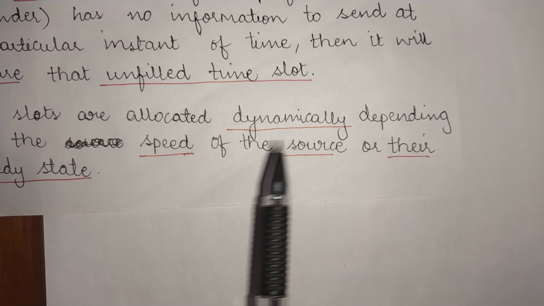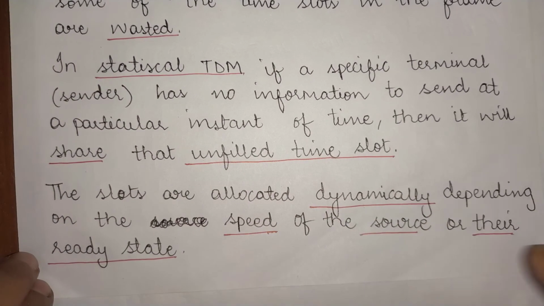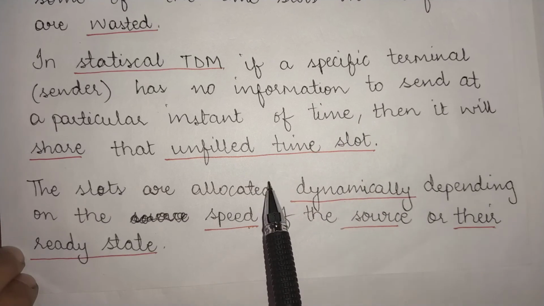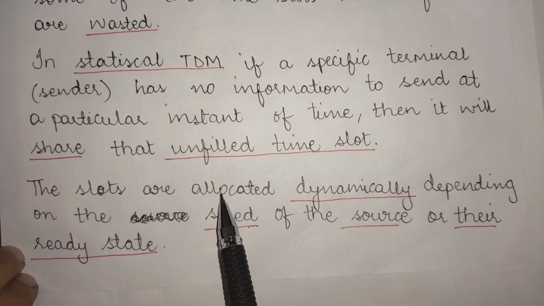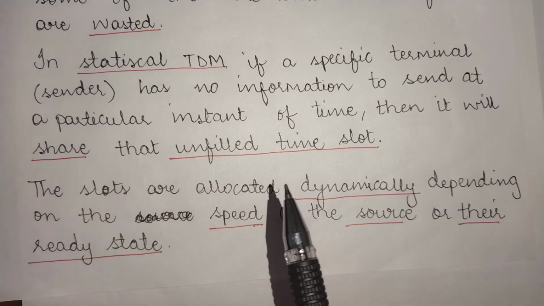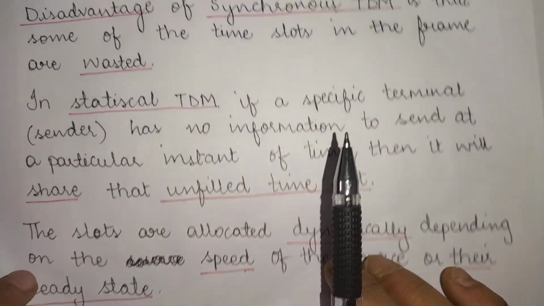Similarly, it also depends upon the ready state. That means if the source is not ready at all to send the data, in that case, you will not wait for that particular time slot. What you will do rather, you will share or pass on that time slot to some other sender who has data to be sent, right? So this is the concept of statistical or asynchronous TDM.